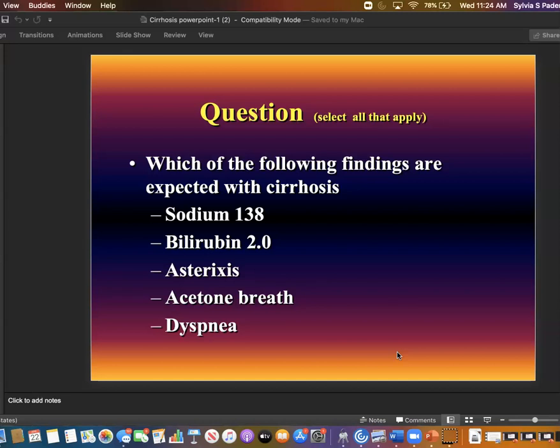Like I mentioned before, the PT will be elevated and the albumin will be decreased. Patients that report a history of IV drug use should be screened for hepatitis C.